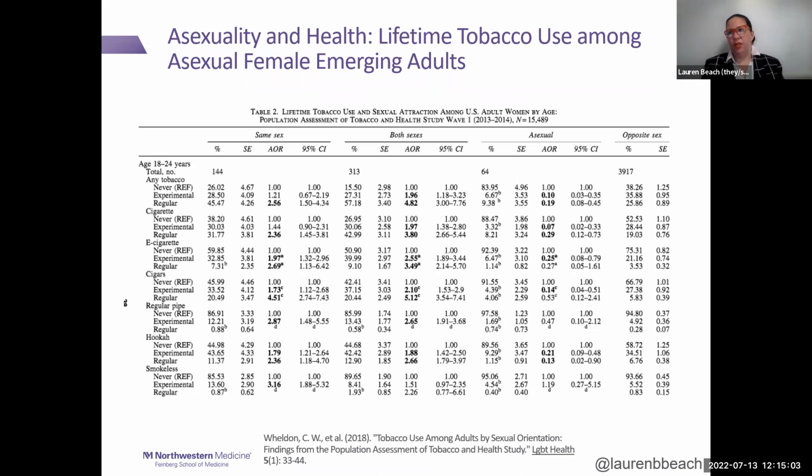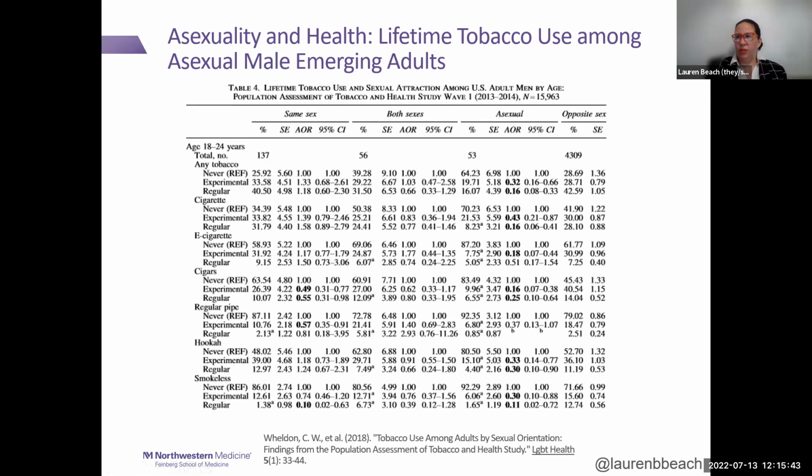Interestingly, in the study that was done for Population Assessment of Tobacco and Health, or PATH, as it's sometimes called for short, there's not actually observed substance use disparities in asexual people compared to other people, especially defining asexuality with regard to, I think this was attraction. And what you're seeing here is that for tobacco use, and any tobacco, cigarette, e-cigs, cigars, pipes, hookahs, smokeless, etc., asexual people in many of these categories were significantly less likely to use tobacco.